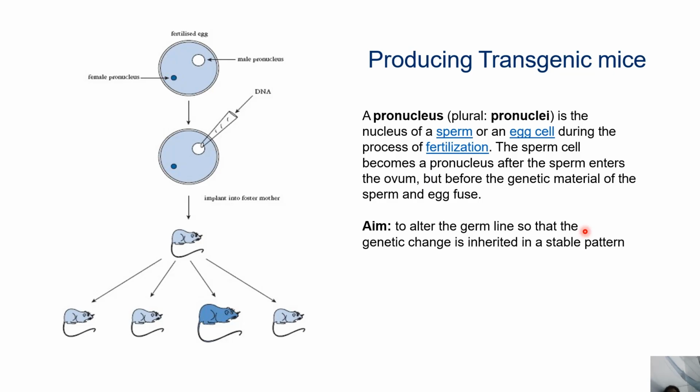A pronucleus is the nucleus of a sperm or an egg cell during the process of fertilization, right? So the sperm cell becomes the pronucleus after the sperm enters the ovum, but before the genetic material of the sperm and the egg fuse. The objective is to alter the germline so that the genetic change is inherited in a stable pattern.